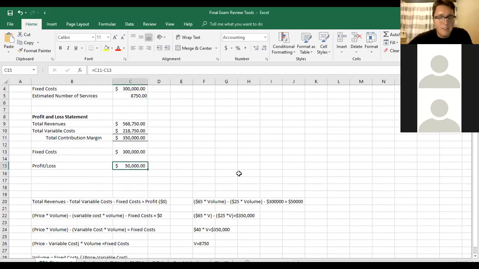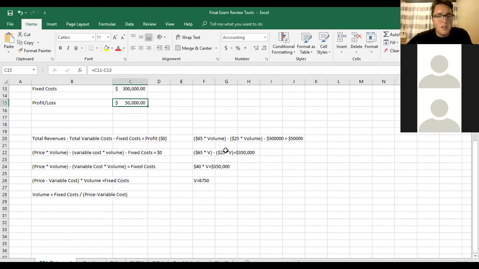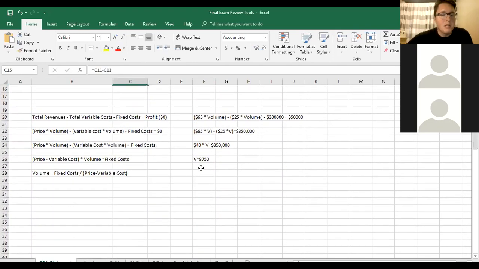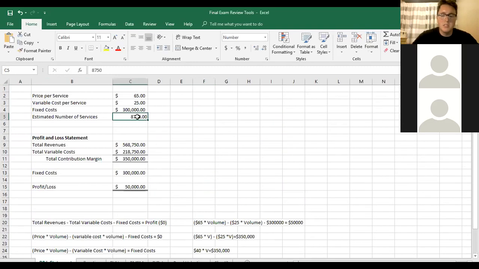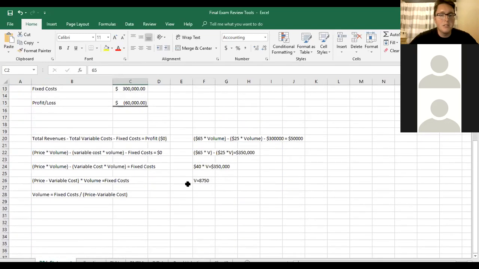Right there. Now, if you're trying to solve for price, some people will get confused. If I'm solving for price, I need to set this up a little bit differently. So my total revenues is my price times my volume. So let's say that I know what my volume is. I'm going to have 6,000 services. So what price then do I need to make this in order to have a $0 balance?